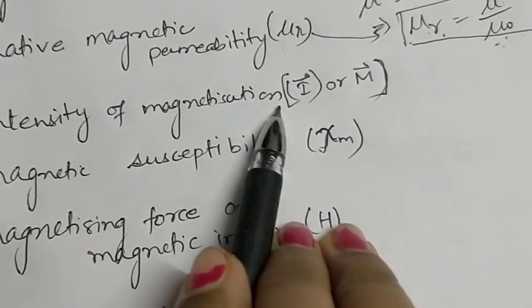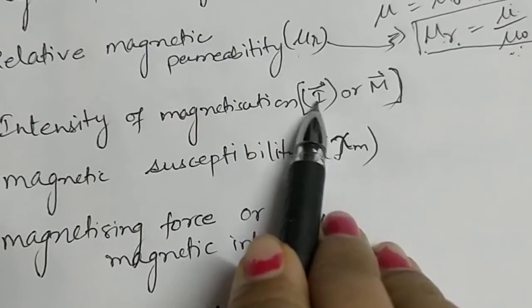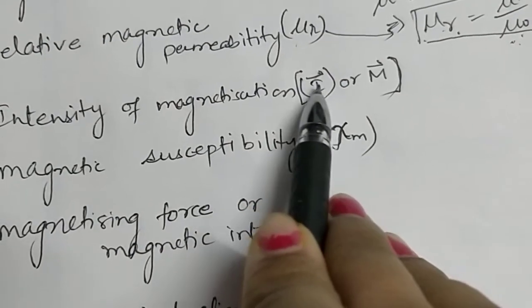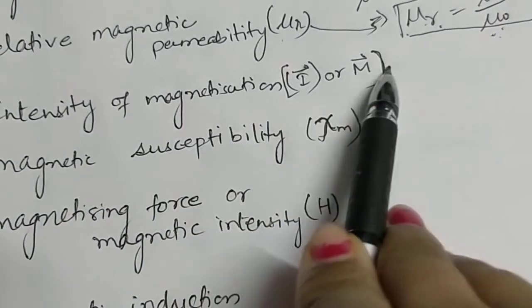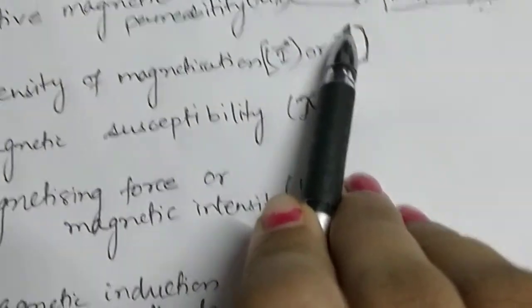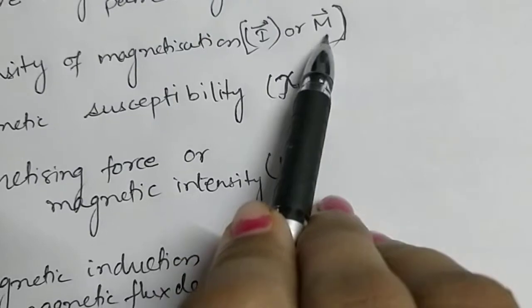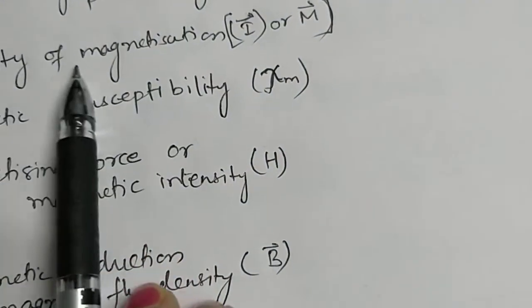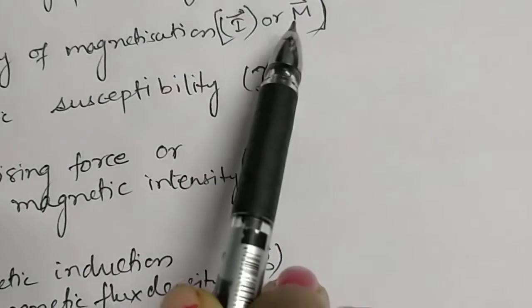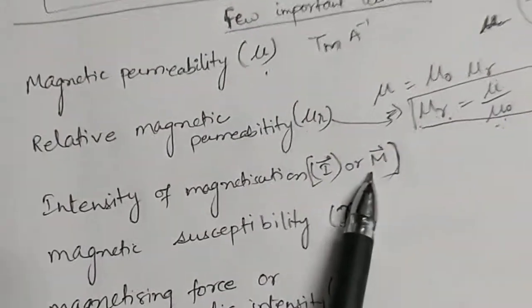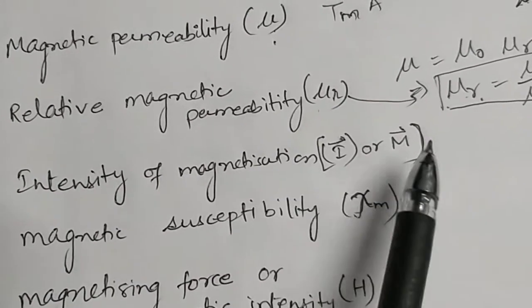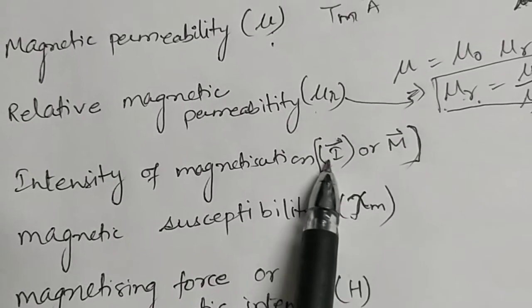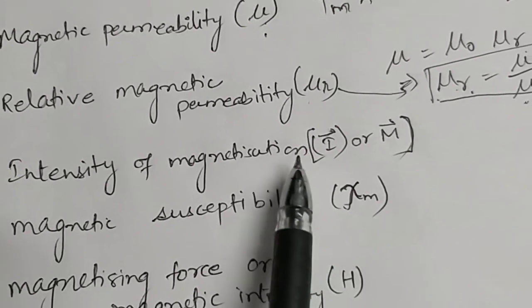Then we come to the next property, which is intensity of magnetization. I vector, this is not current, because here I have used a vector symbol; current is a scalar quantity. So I vector is intensity of magnetization, sometimes also written as capital M vector. Previously we used capital M as magnetic dipole moment, but here intensity of magnetization is also represented by capital M. Intensity of magnetization and magnetic dipole moment are two different quantities, but sometimes the same symbol M is used, or we can also use I.